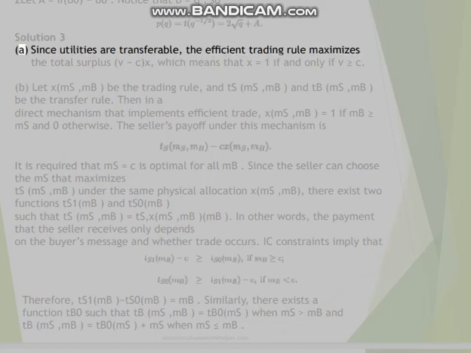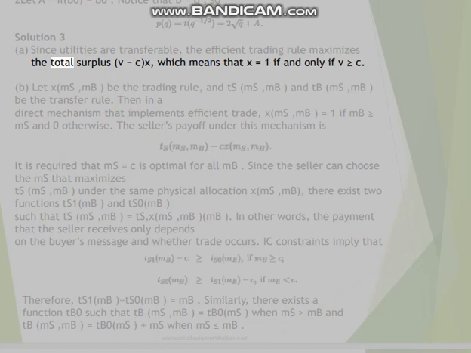Solution 3a. Since utilities are transferable, the efficient trading rule maximizes the total surplus, (v minus c)x, which means that x equals 1 if and only if v is greater than or equal to c.